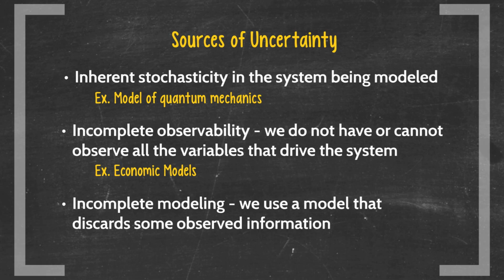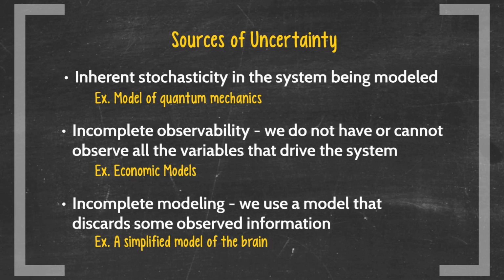Finally, we could have incomplete modeling. Let's just say that we use a model that discards some observed information. We could do this for a variety of different reasons. An example might be that we build a simplified model of the brain simply because we don't have the computational resources to simulate all 2 billion plus neurons in the human brain. So we might dumb it down a little bit and build a simpler model. So we're discarding some of the observed information.